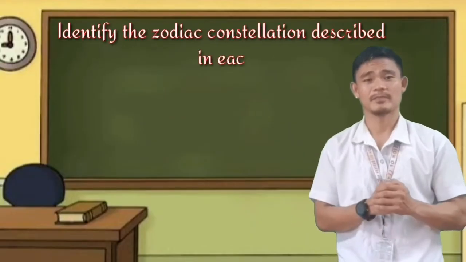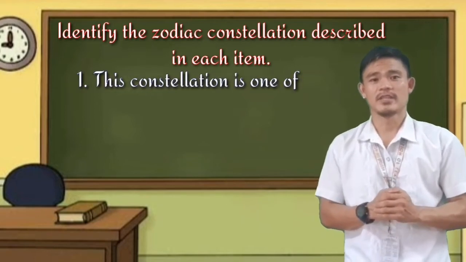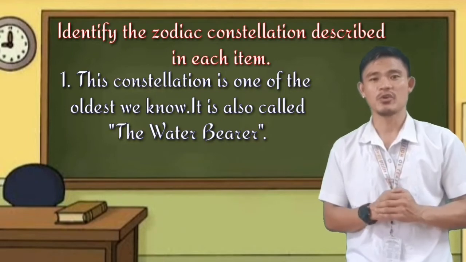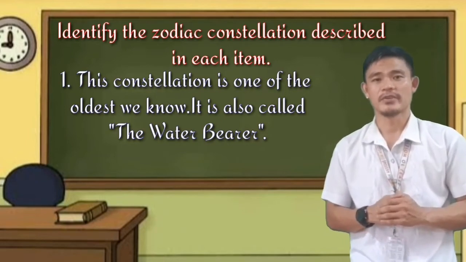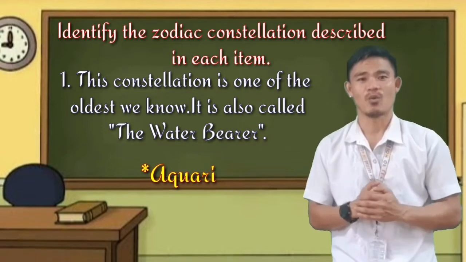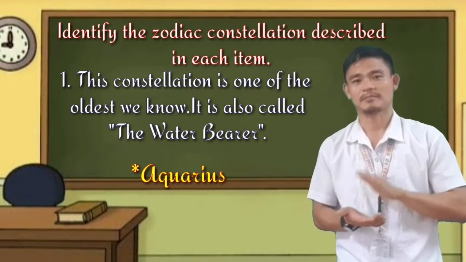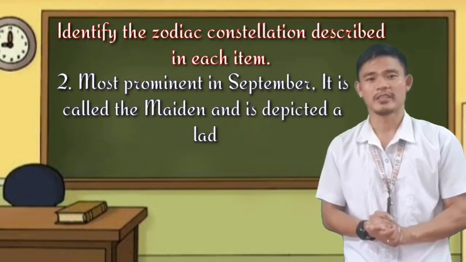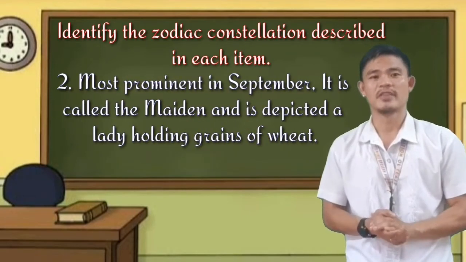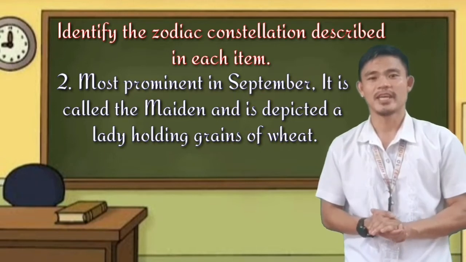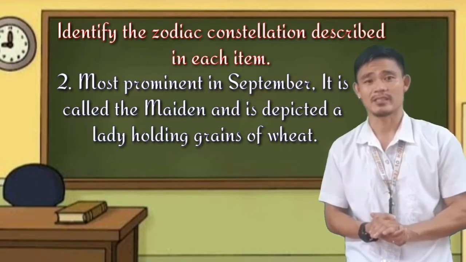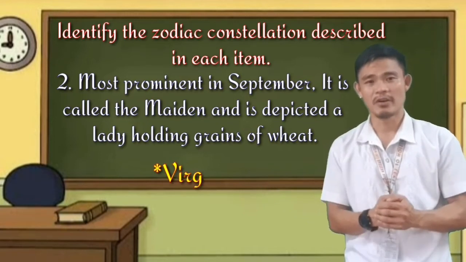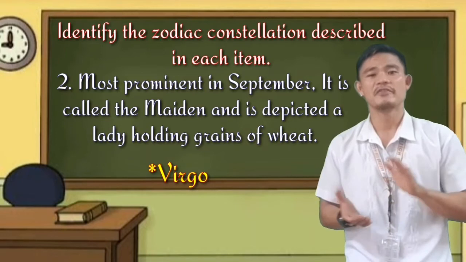Alright, let us check. For item number 1, this constellation is one of the oldest we know. It is also called the water bearer. The correct answer is Aquarius. Correct. Number 2. Most prominent in September, it is called the Maiden and is depicted as a lady holding grains of wheat. What is that? Very good. The correct answer is Virgo.